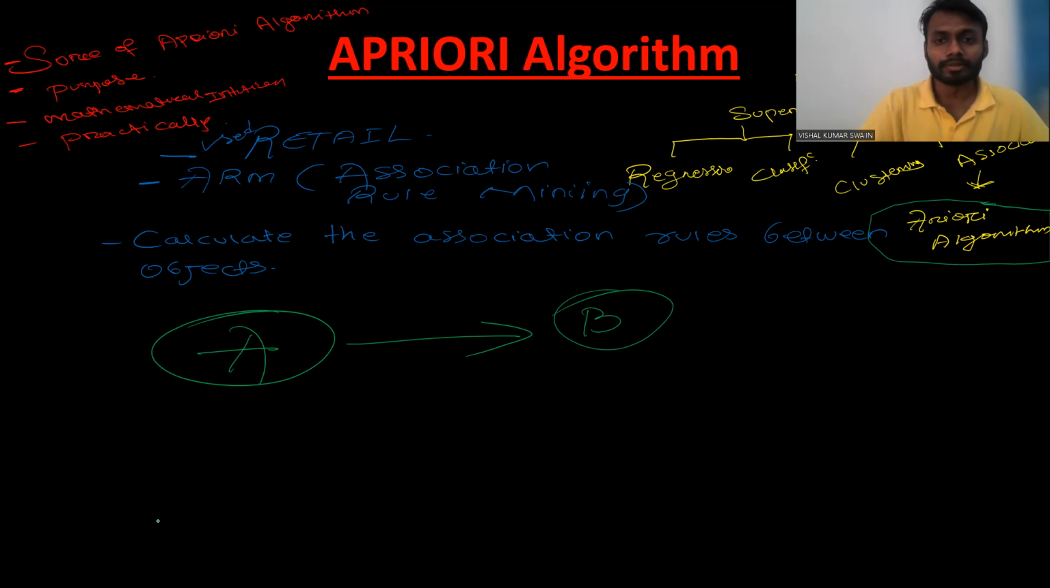So you can say that the Apriori algorithm analyzes that the people who bought product A will also buy product B. Clear? Okay. So now the point is how the Apriori algorithm works, which you already know.